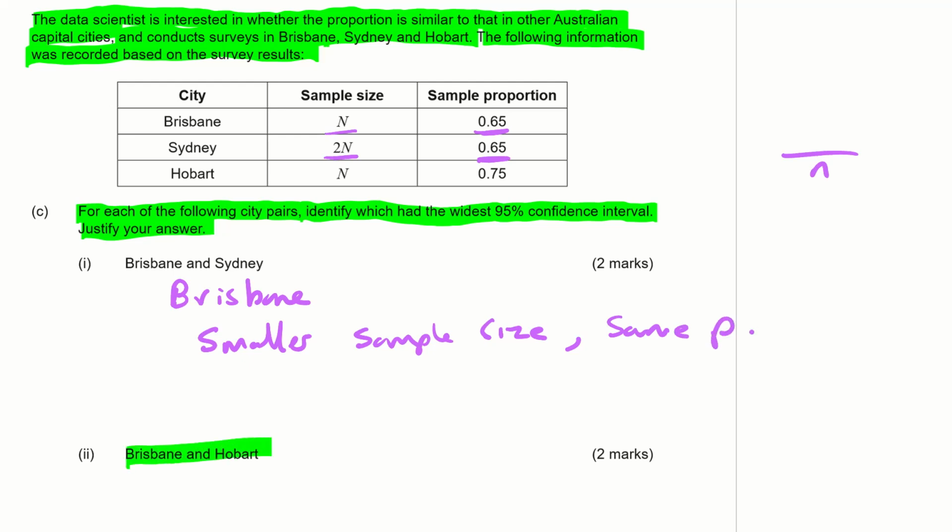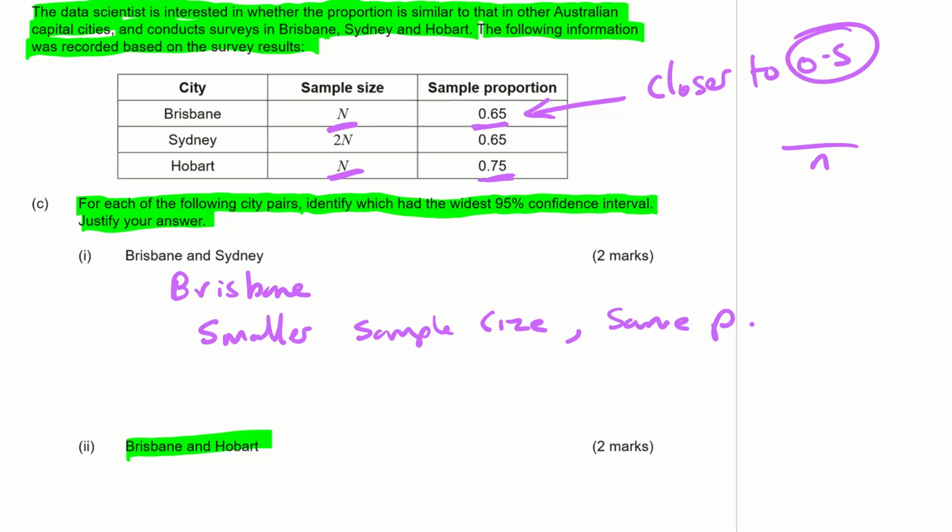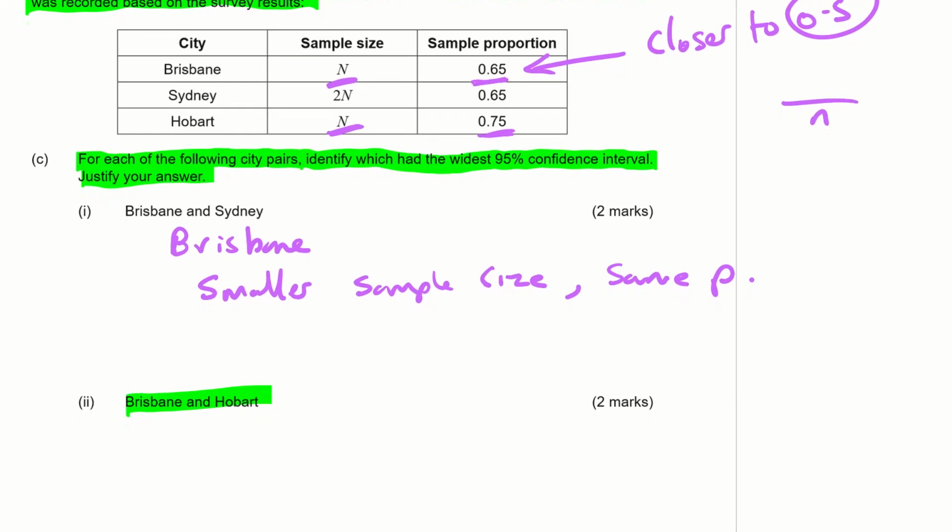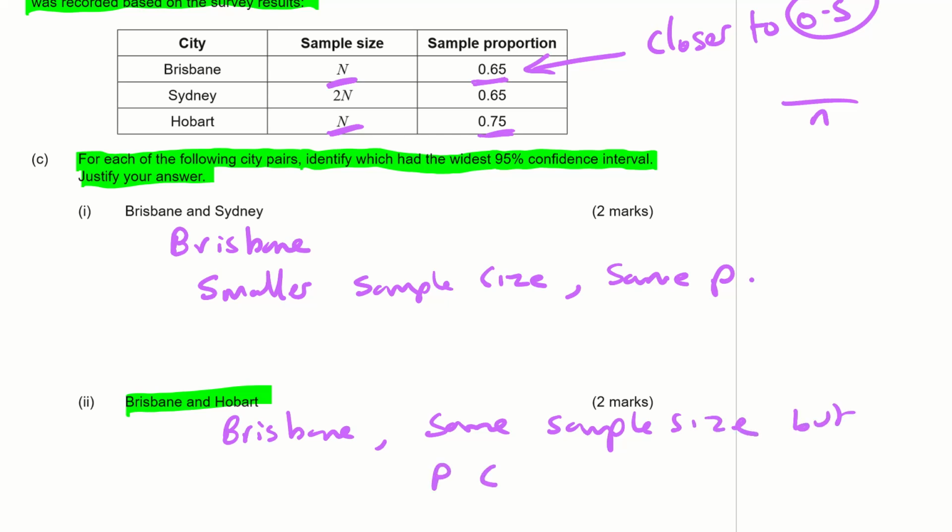And then we've got Brisbane and Hobart. If we compare those, we can see that we've got the same N, but the proportions are different. The important thing here is this one is closer to 0.5. Remember, 0.5 gives us the widest possible confidence interval. So once again, this is going to be Brisbane, and we've got the same sample size, but P closer to 0.5.